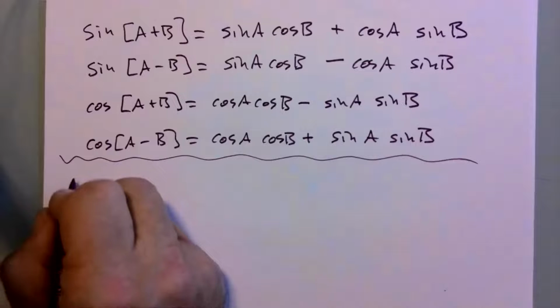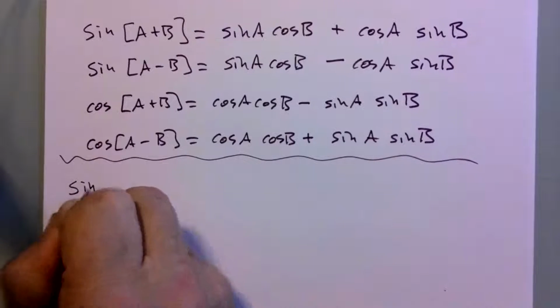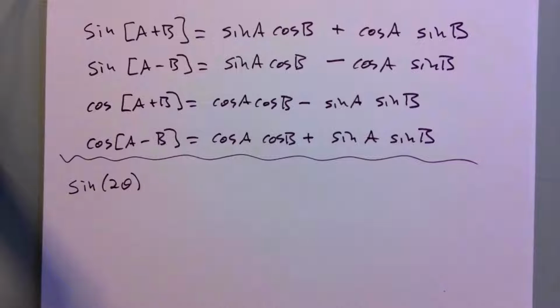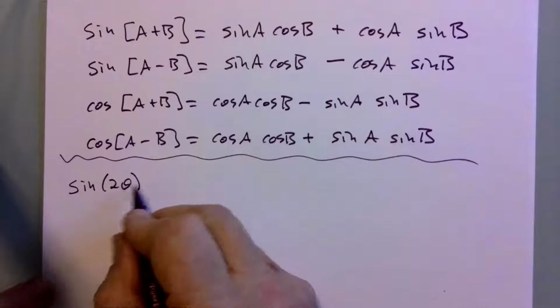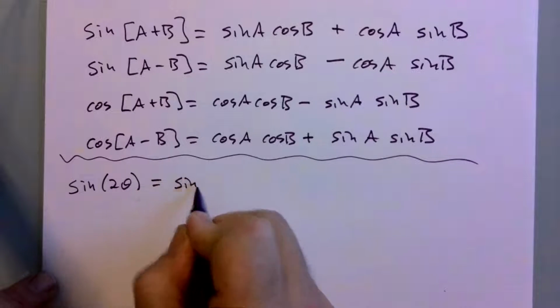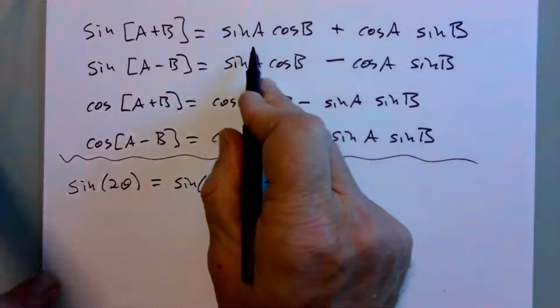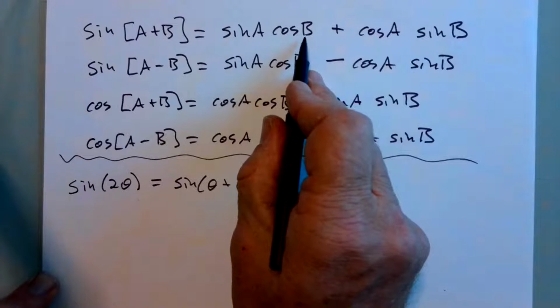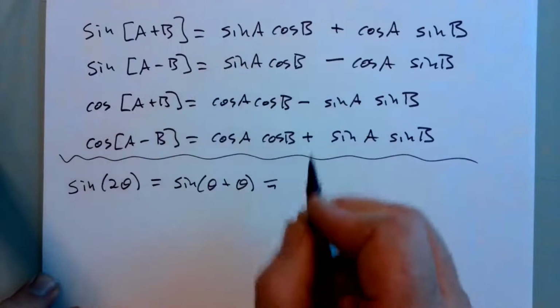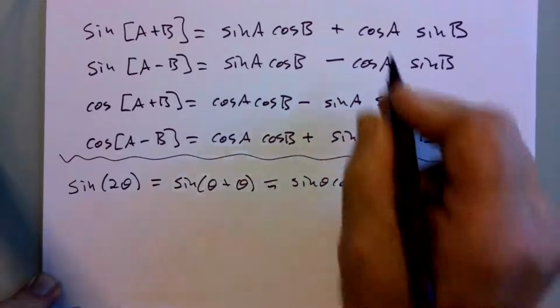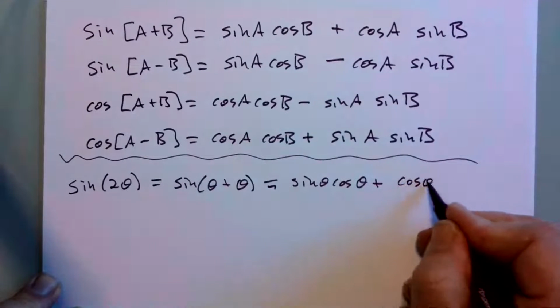So let's take a look at sine 2 theta, because this is a double angle identity. This is very important. This is one I do want you to memorize for calculus. 2 theta means theta plus theta. So if that's the case, A is theta and B is theta. So looking at the identity, that's sine theta cos theta plus cos theta sine theta.